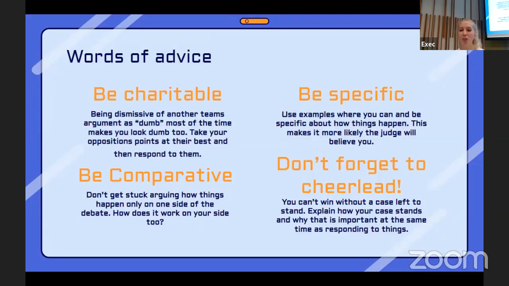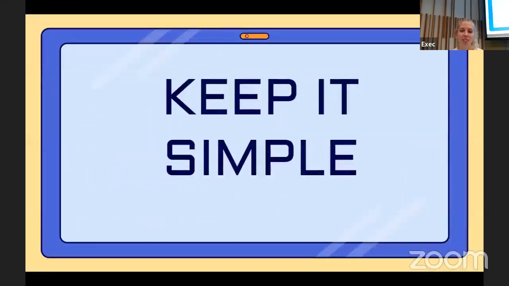And then finally, don't forget to cheerlead. That's literally the point of being a third speaker. You can't win without a case left to stand. So you've got to say, as my first speaker said, my first speaker was really smart. You're trying to carry a case to the winning line. So make sure you're explaining how your case stands and why it's important at the same time as responding to things.